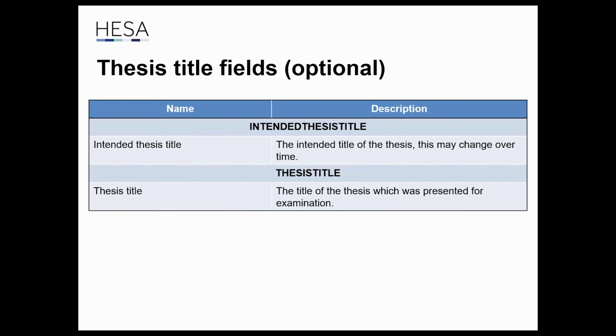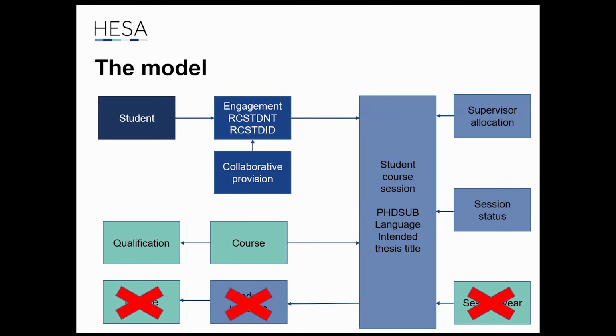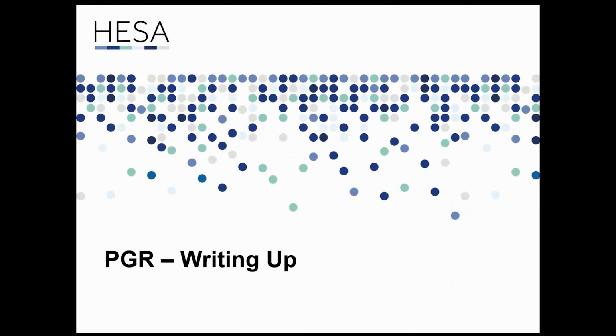So the final part that I was going to take you through was, as I've mentioned, this session status entity and how we record students writing up. So the final thing then, as I said, that I'll go through is writing up, and we're going to look at an example of a PGR student, and some of the other fields that would be returned to them in relation to them moving to writing up.